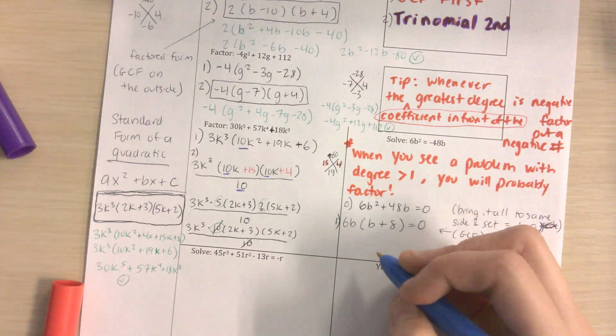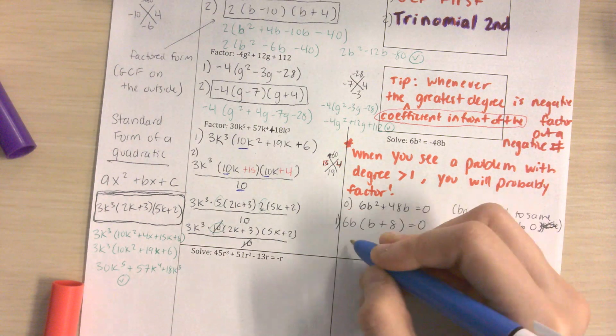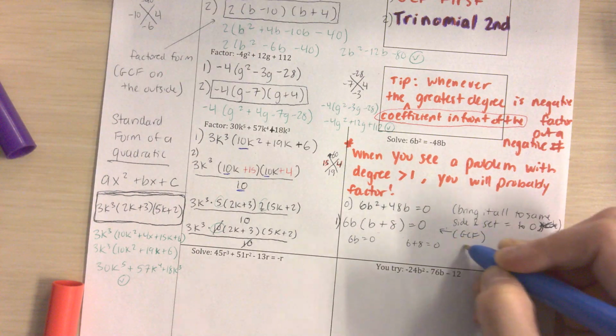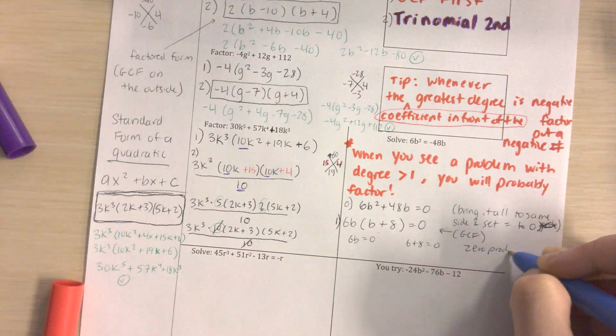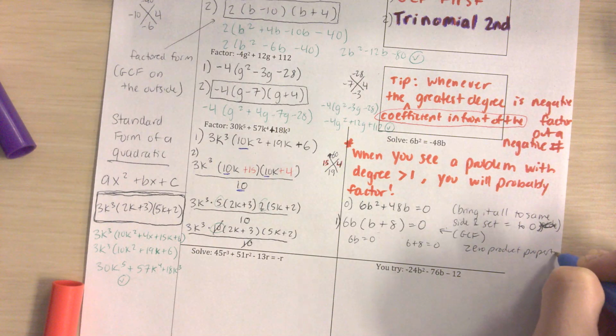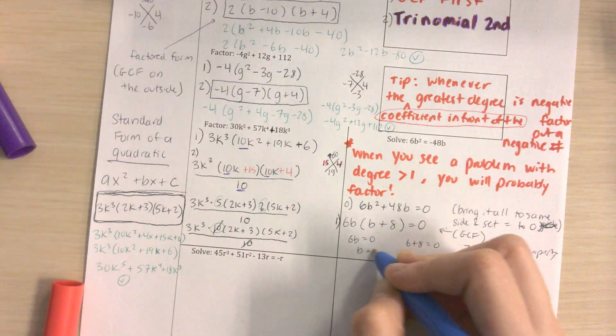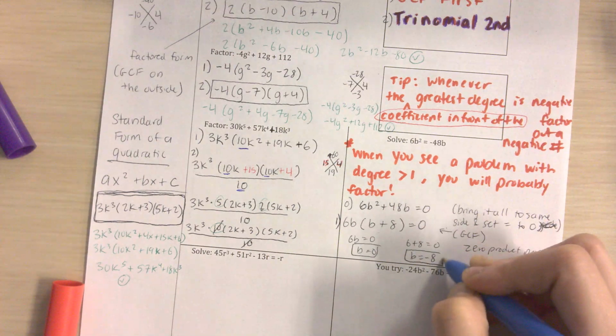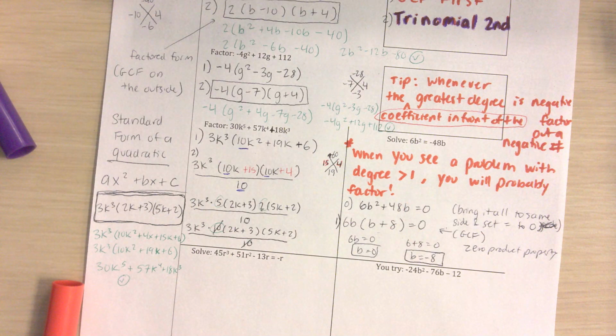And now we just need to do the zero product property. So we have 6b equals 0 and b plus 8 equals 0. So this is b equals 0 and b equals negative 8. And those are our two solutions.